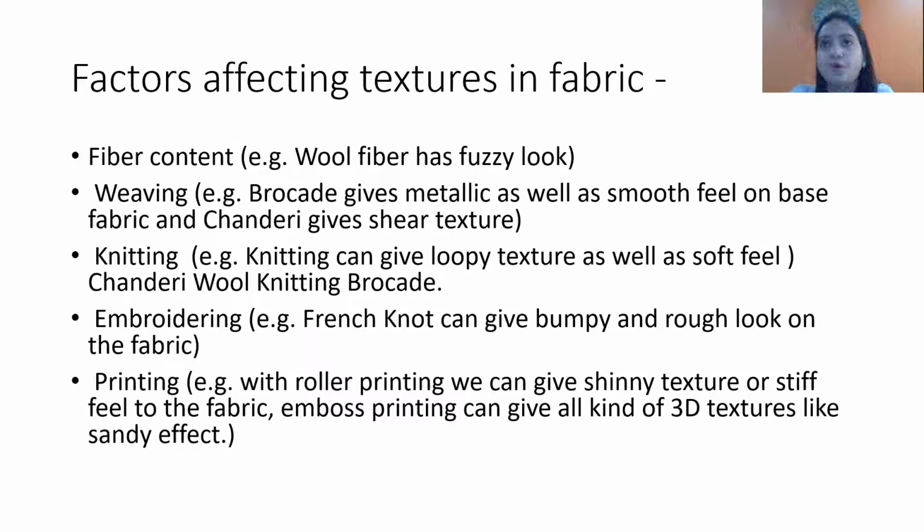Embroidery, again: if you want to give a 3D kind of effect, you can use French knots, Bullion knots. If you want to give a bumpy or rough effect, you can use embroidery. Another one is printing. With different types of printing, like 3D printing, embossed printing, block printing, batik printing, you can also give different types of textures to your fabric. So by using all these techniques, you can give a lot of texture to your fabric. Shall we move further?